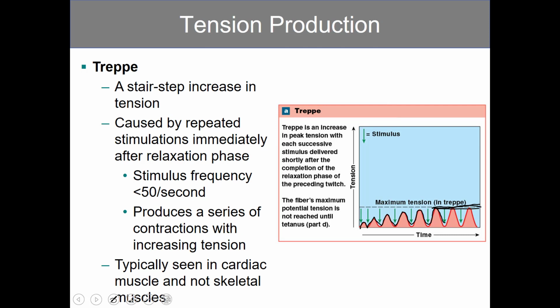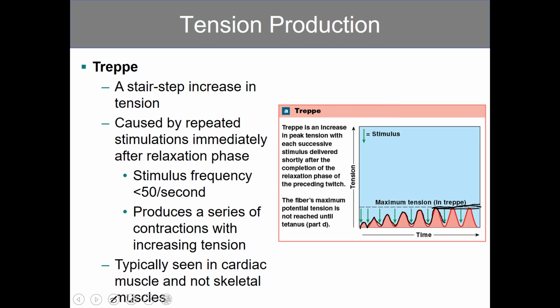So it's a stair-step increase in tension, and it's caused by the repeat stimulations immediately after the relaxation phase. As soon as the skeletal muscle fiber relaxed, you zapped it again with another stimulation, and it led to this pattern that we found. Treppe is very common in cardiac muscle and the heart. It's not common in skeletal muscle.